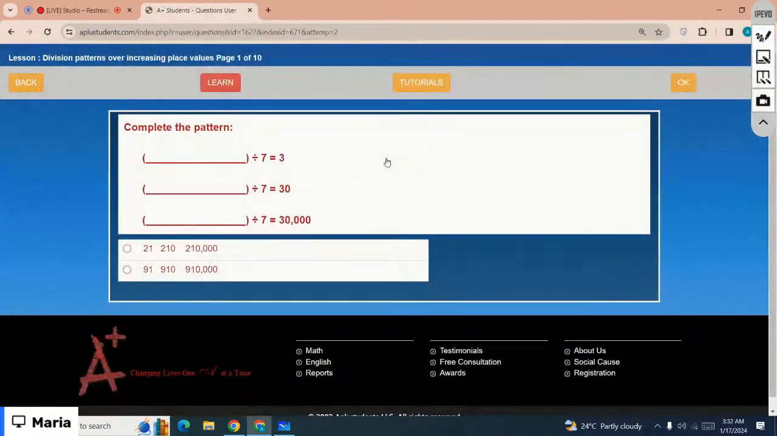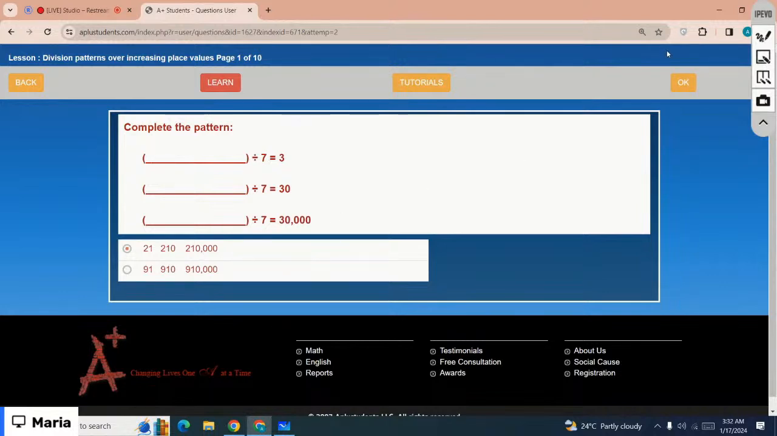We're going to learn what number is divided by 7 so that we can get the answer 3, which is the correct option. Here are two of the options: 21, 210, and the second one is 91, 910. So which is the correct option? What number divided by 7 equals 3? That is option number 1, right? Because 21 divided by 7 is 3. The correct option is 21.